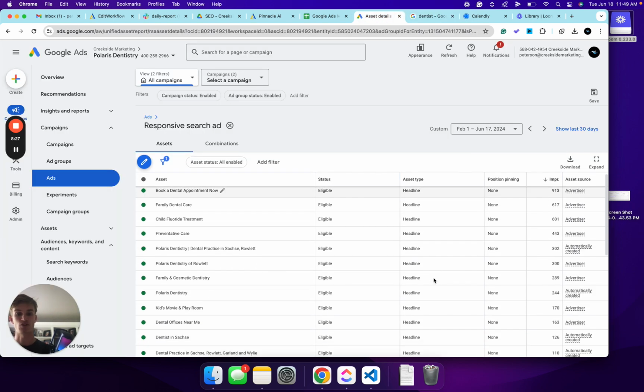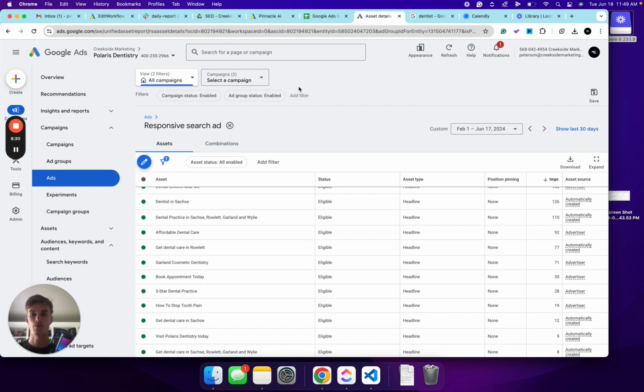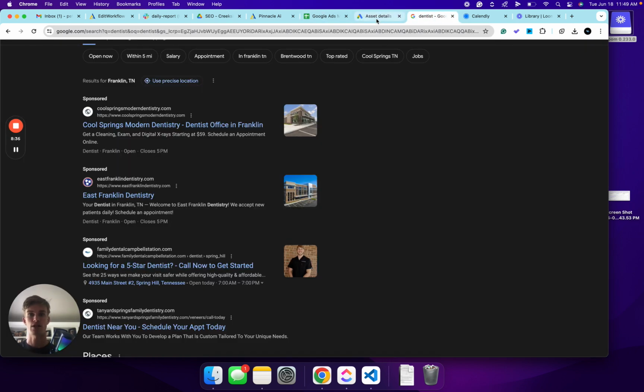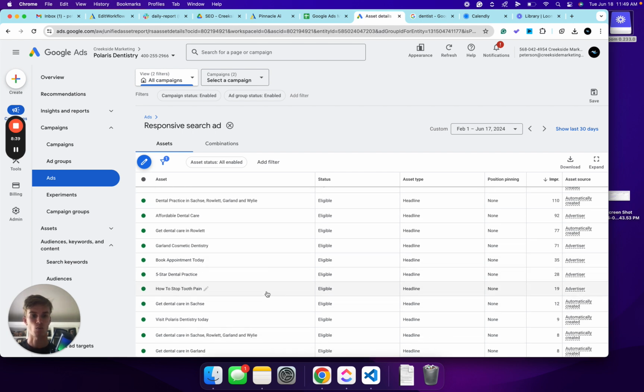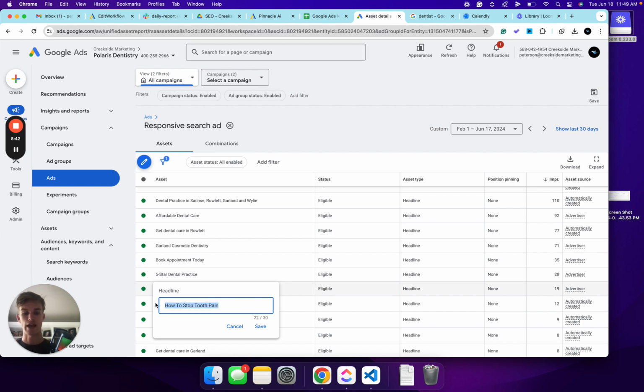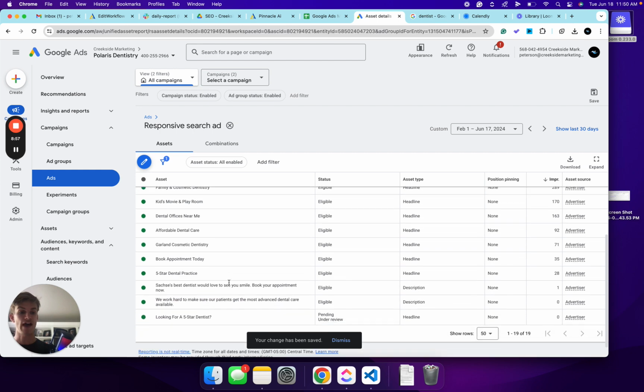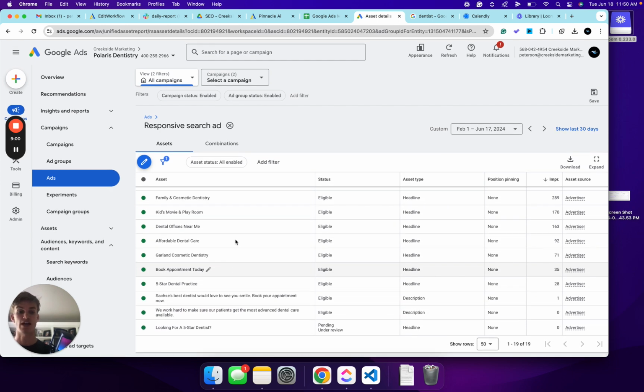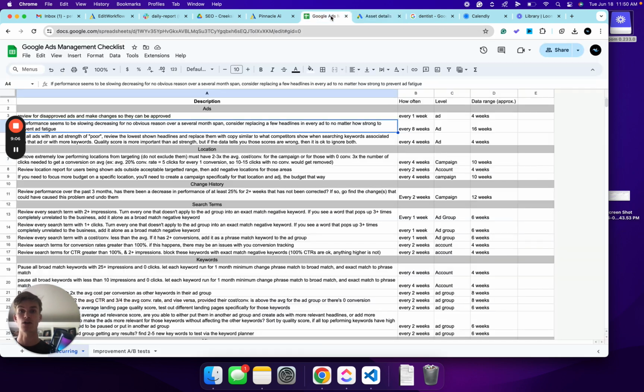And maybe we want to do another call to action. So let's see. Looking for a 5-star dentist, we would just come over here, take our worst one, delete it, and click save. Once you've done that, and once you've adjusted as many headlines as you need, we will call it a day when it comes to making adjustments to prevent ad fatigue.